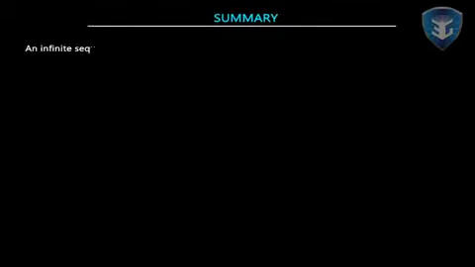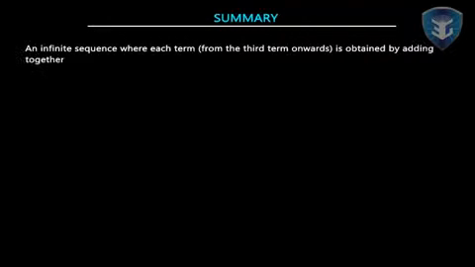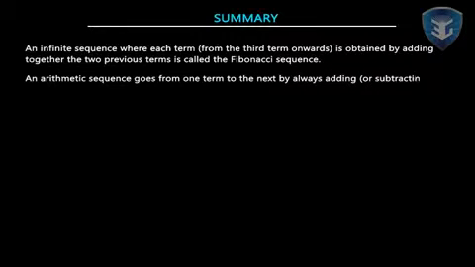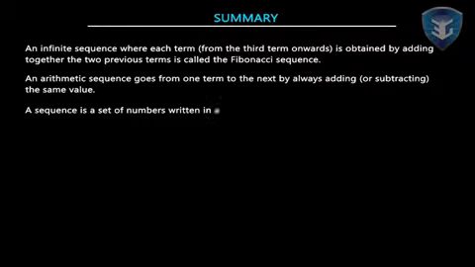Now in the end, let us summarize what we have learned in this lecture. An infinite sequence where each term from the third term onwards is obtained by adding together the two previous terms is called the Fibonacci sequence. An arithmetic sequence goes from one term to the next by always adding or subtracting the same value. A sequence is a set of numbers written in a particular order.